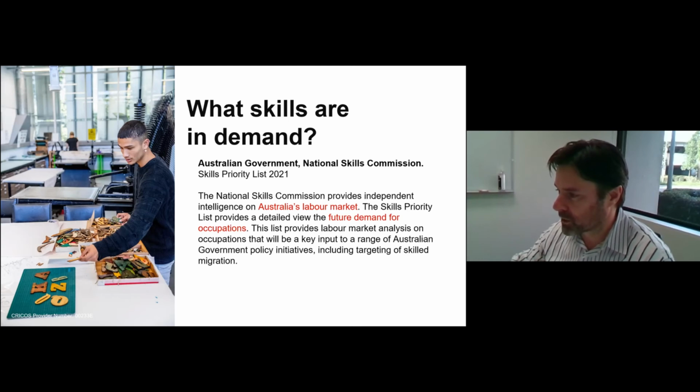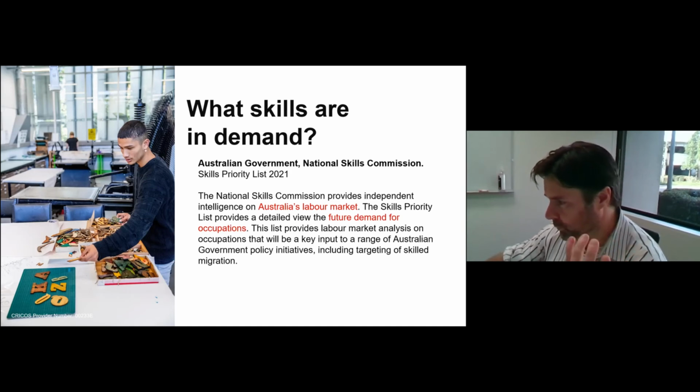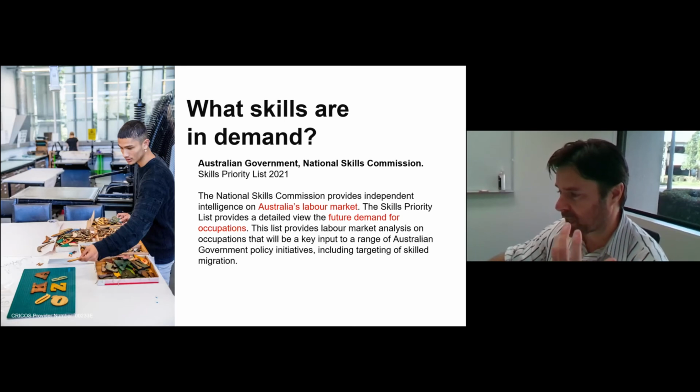So we wanted to just mention this recent report. This is an Australian government report by the National Skills Commission. As you can see, it's 2021, so this has only just come out. Now, what does the National Skills Commission do? Well, it provides independent intelligence on Australia's labour market. They come up with this thing that's called the Skills Priority List. And one thing they talk about is, okay, what jobs are going to be really important in the future? And where do we see occupations that are going to be big in the future?